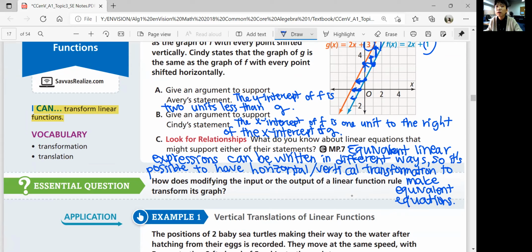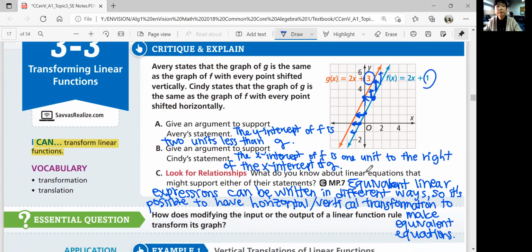Okay, so think about this case. And let's think about this question, this essential question throughout the lesson. How does modifying the input or the output of a linear function rule transform its graph? So we're going to modify some inputs or outputs to transform the graph. Are you ready? Here we go.